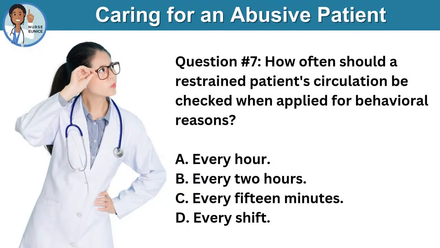Question number 7. How often should a restrained patient's circulation be checked when applied for behavioral reasons? Is it every hour, every 2 hours, every 15 minutes, or every shift? So that means that this patient is still in their acute phase. They are not calm. They are fighting in the bed, even though they are restrained. How often do you want to be checking on your patient and checking those restraints?